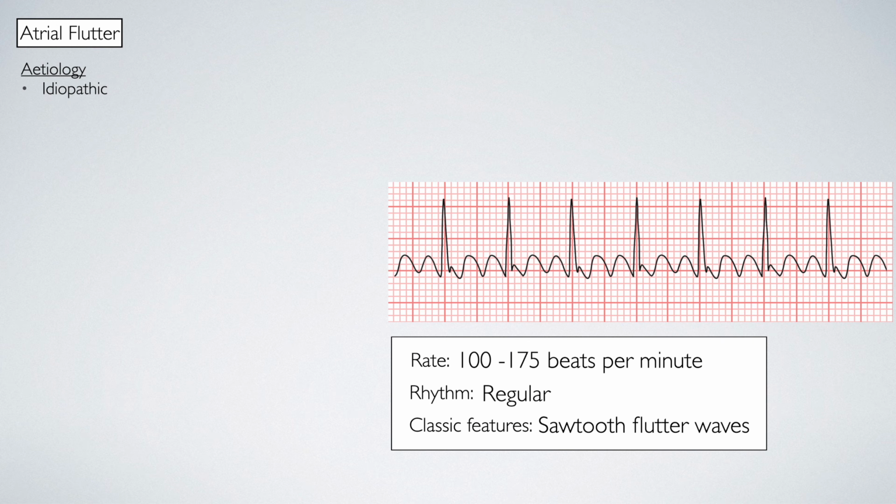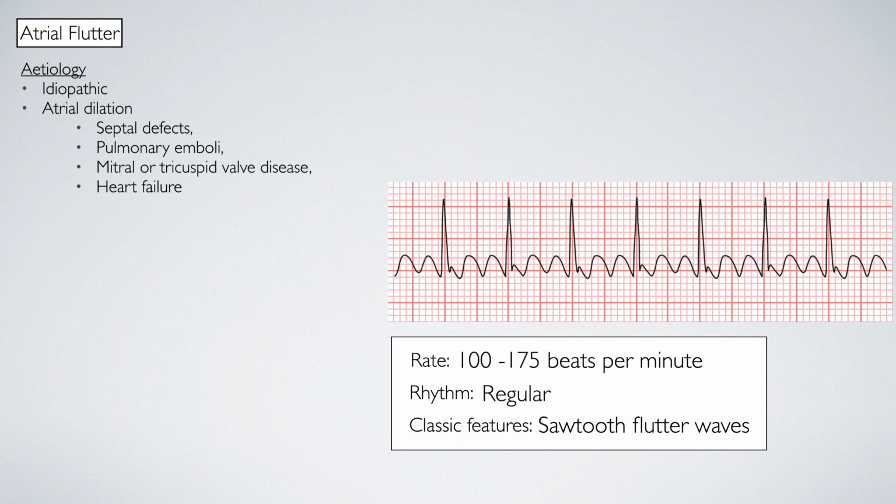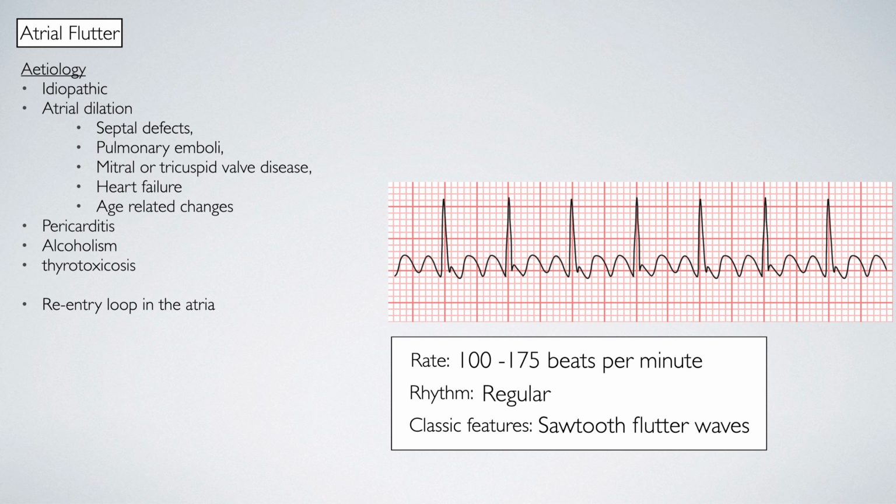Atrial flutter may be idiopathic, but can also be caused by conditions that dilate the atrium, such as atrial septal defects, pulmonary emboli, mitral or tricuspid valve disease, heart failure, or age-related degeneration of the atria. Pericarditis, alcoholism, and thyrotoxicosis may also trigger episodes of atrial flutter. The mechanism for atrial flutter is a re-entry loop that typically occurs in the right atrium around the tricuspid annulus and passing through the cavo-tricuspid isthmus.